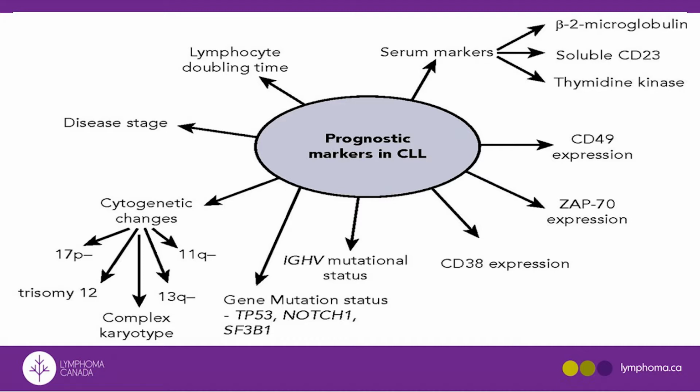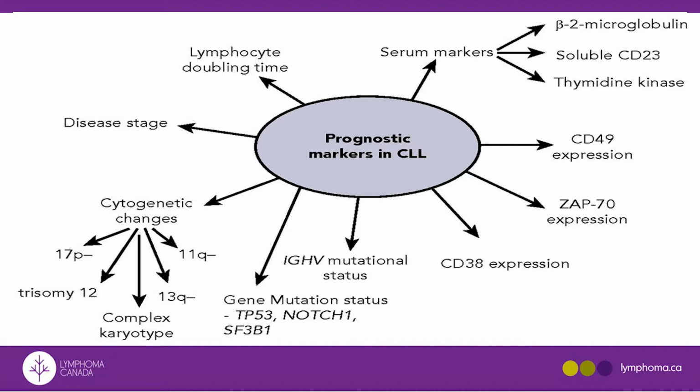Talked about these chromosomal changes. Some of the newer mutations that have been identified in the last few years seem to be associated with more rapidly growing disease, so things like mutations in Notch1 and other genes. We've talked about the IGVH mutational status being important in telling how rapidly disease will progress. There's some molecules that are expressed by the CLL cell that can also help guide you. So if CLL cells have high expression of a molecule called CD49 or ZAP70 or CD38, in general, they grow a little bit faster and require treatment earlier.